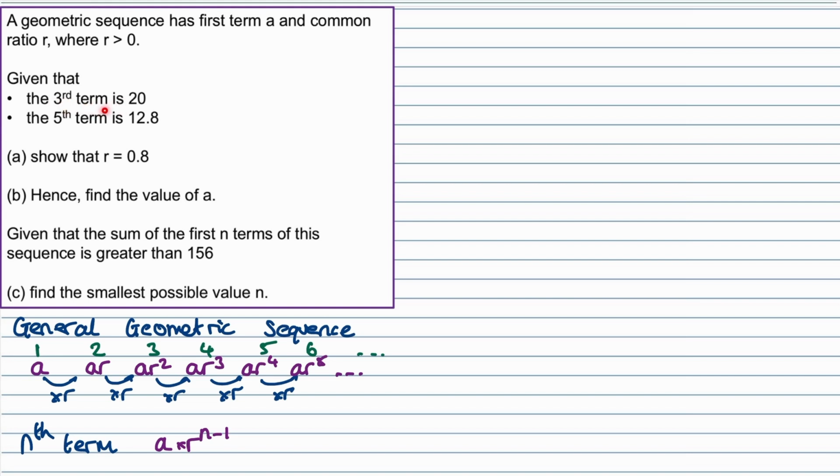We're told that the third term is 20, so the third term will be AR squared. And the fifth term, AR to the power of 4, we're told is 12.8. We need to work out that R is 0.8 and then to find the value of A. So what we can do, if we divide the fifth term by the third term, this will be the same as 12.8 divided by 20. Now what will happen is these A's will cancel, and R to the 4 divided by R squared will give us R squared. And this will equal 12.8 divided by 20, which is 16 over 25.